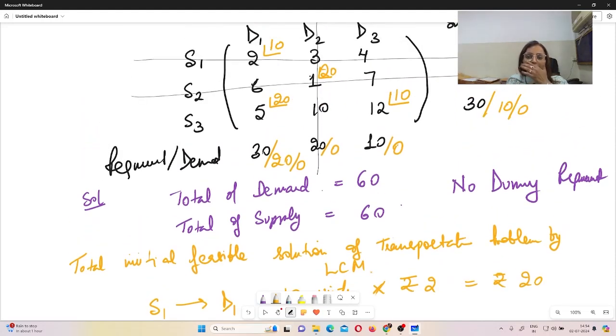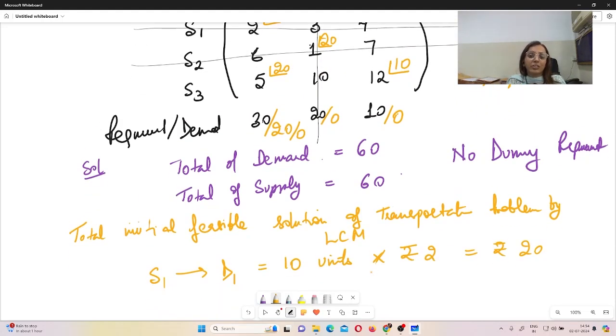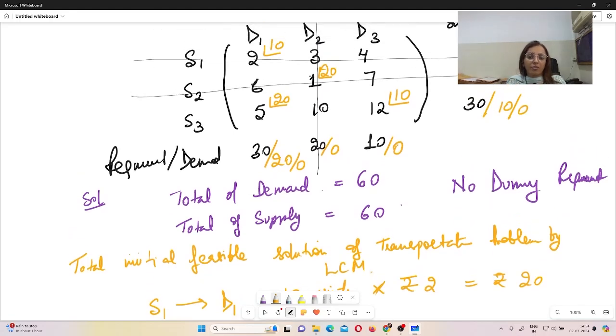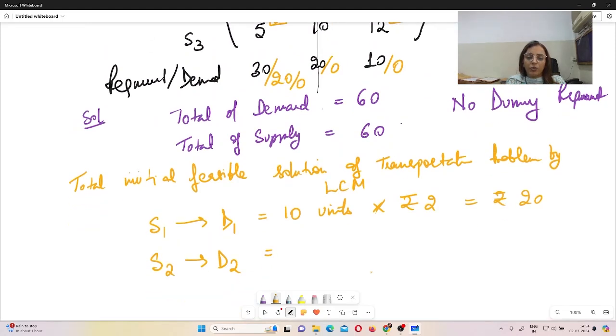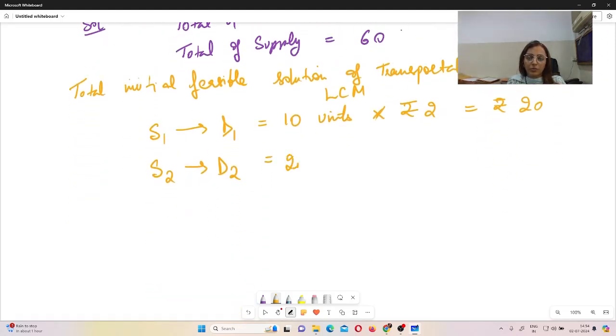Now the rest: S1 to D2 is not there, not D3, but S2 to D1. Is there any units? No. S2 to D2, yes, 20 units is there at a rate of rupees 1. So write it over here, S2 to D2, how many units have we done? We have done 20 units at a rate of rupees 1. So write it over here, 20 units multiplied by 1, that will become rupees 20, right? Now coming to the next point, is this the last allocation or is allocation still pending? Yes, still allocation is pending.